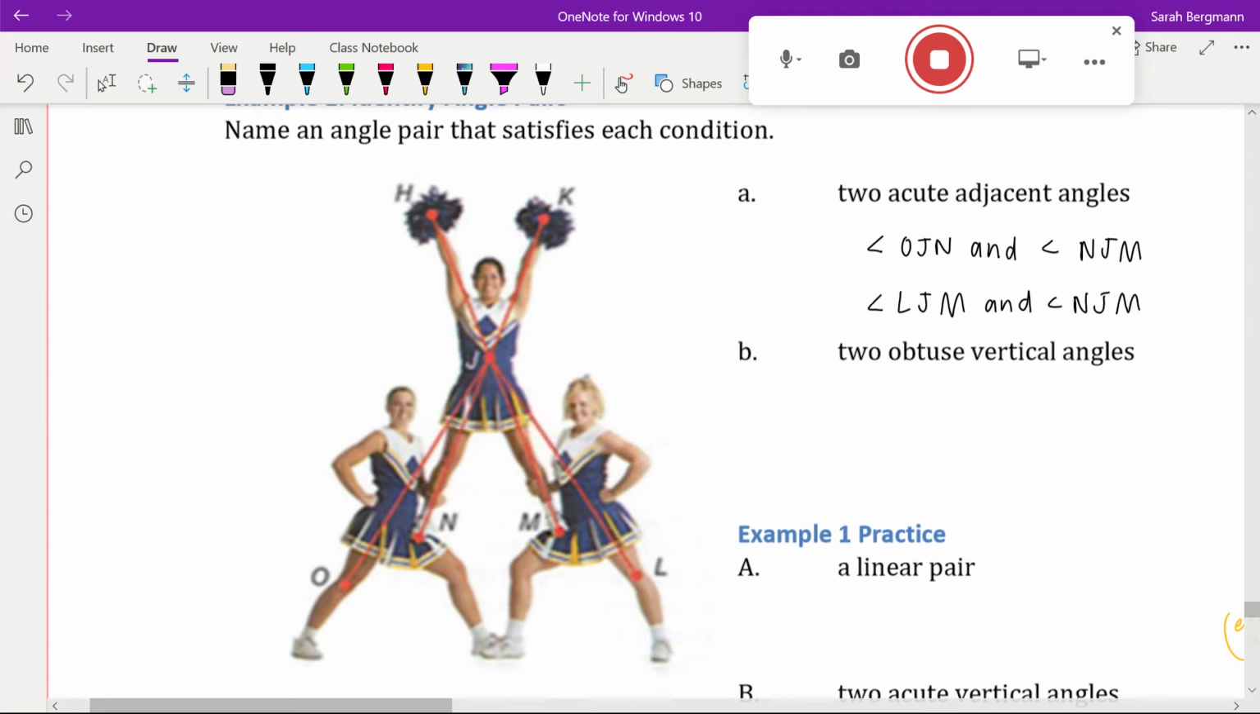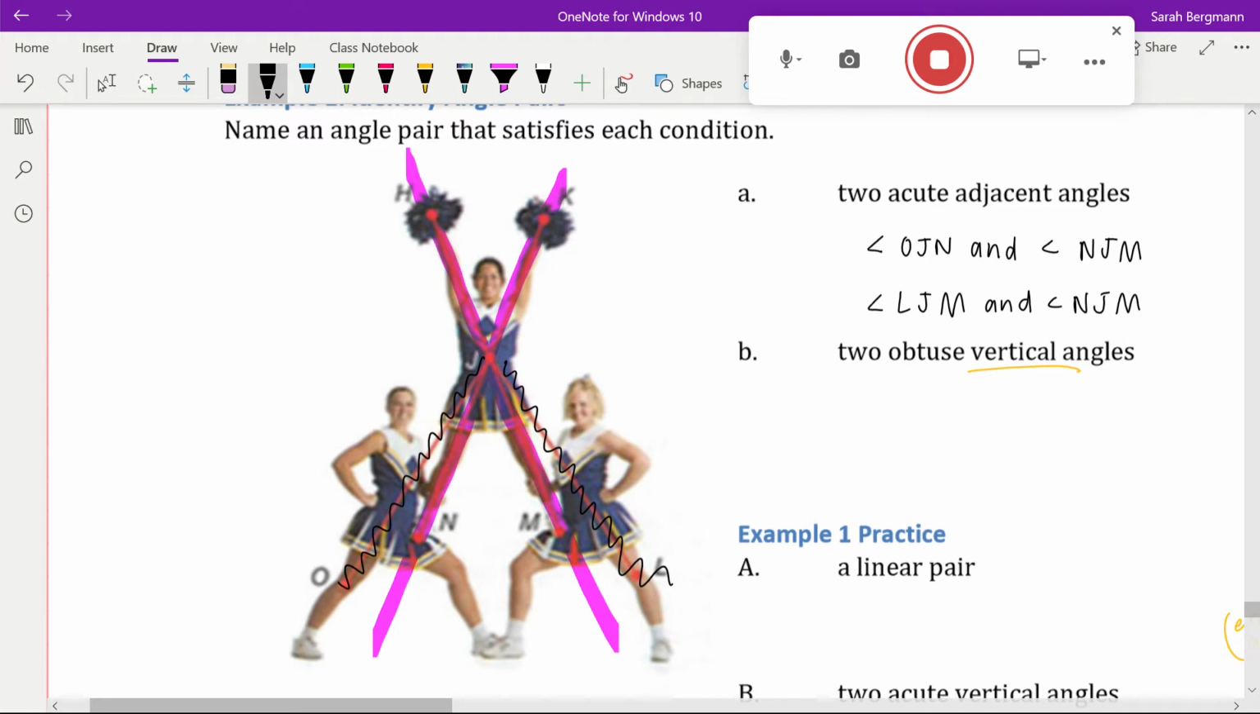The next one says two obtuse vertical angles. So remember, vertical angles have to be formed by two intersecting straight lines. So we'll look at our picture and find two straight lines first of all. These two lines are intersecting. You can ignore these rays here because they are not forming the two straight lines.